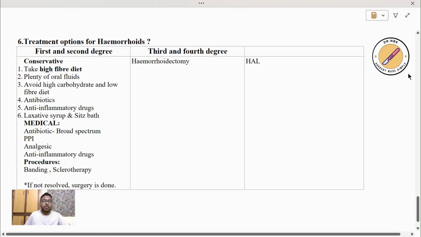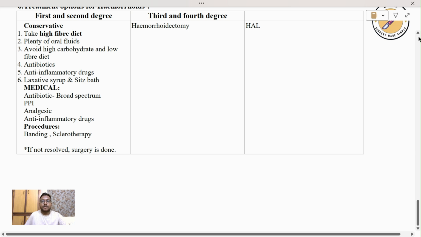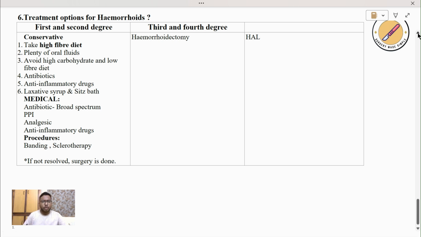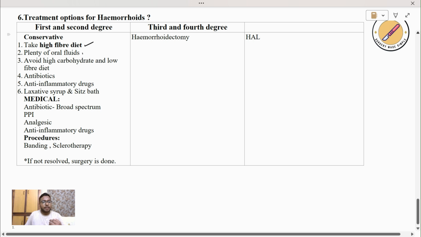Right? Next, what are the important treatment options for hemorrhoids? Why are we studying grading or classification? Depending upon the grade of the hemorrhoid, you can treat it accordingly. First and second degree hemorrhoids we usually treat conservatively. The main predisposing factor for hemorrhoids is constipation. So you need to advise the patient to avoid constipation by taking a high fiber diet and plenty of oral fluids, and avoid a high carbohydrate, low fiber diet.